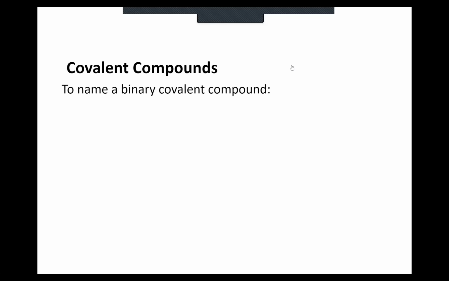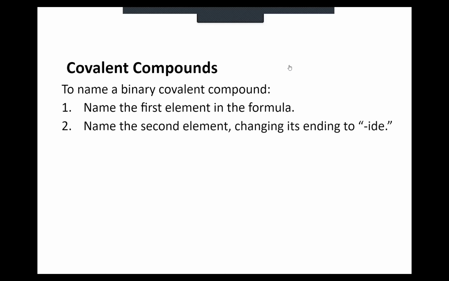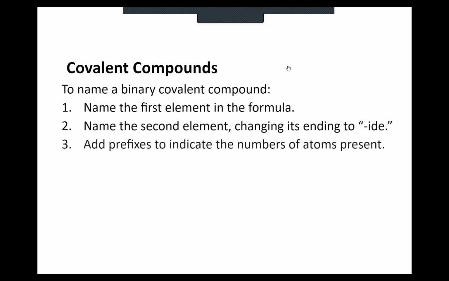They're actually very straightforward. Name the first element in the formula. So whatever that element is, write its name down. Name the second element, changing its ending to "ide." That's similar to what we saw for ionic compound nomenclature. This part is new. Add prefixes to indicate the number of atoms present. So you've all heard of carbon dioxide. The di means that there are two oxygen atoms in carbon dioxide.